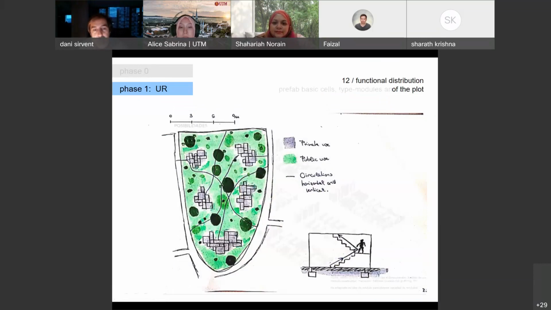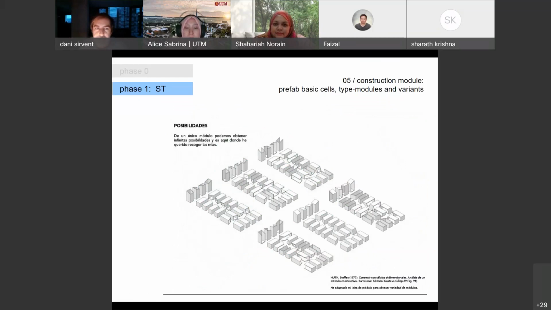The third week is about structures. Inside the structures, we talk about what we call the construction module. How are the different types of prefabricated cells? This is a beautiful picture of a student that creates a lot of different individual cells in order to create the project. You will see this image of the project later.